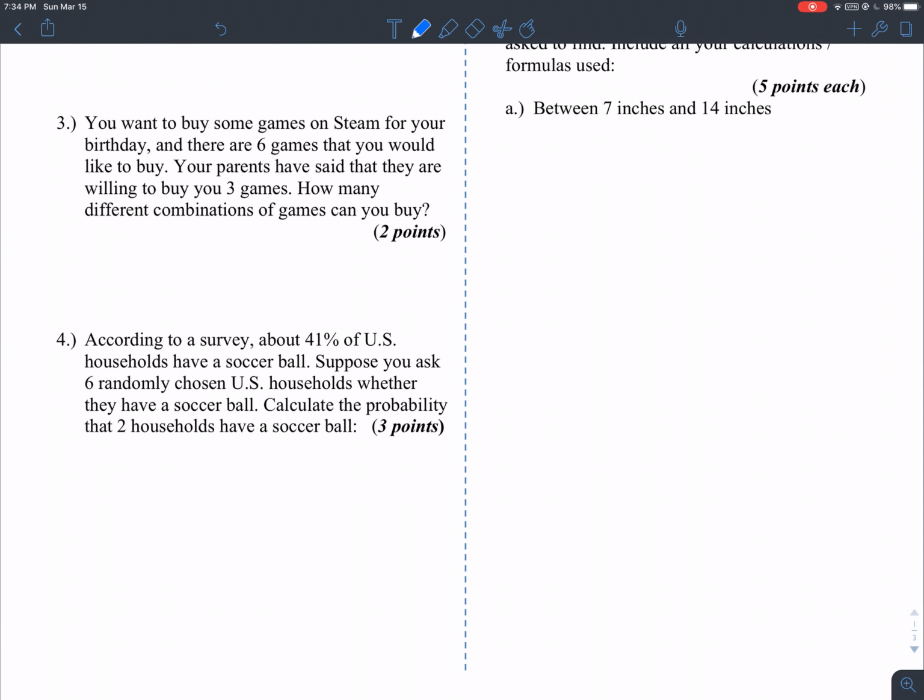You want to buy some games on Steam for your birthday, and there are 6 games that you would like to buy. Your parents have said that they're willing to buy you 3 games. How many different combinations of games can you buy?